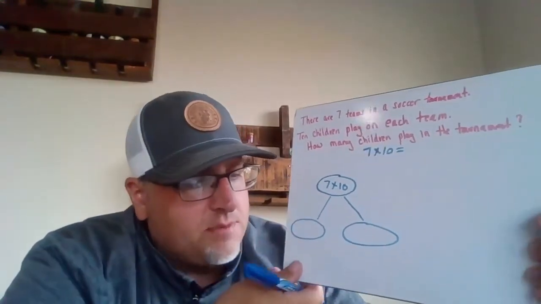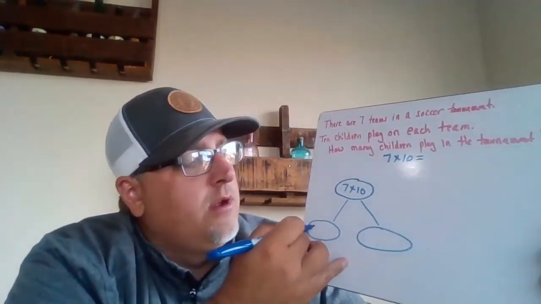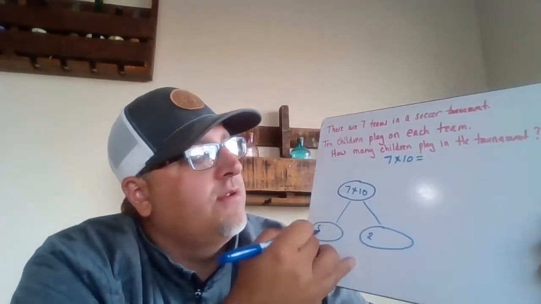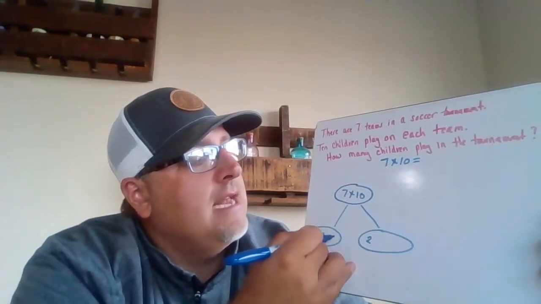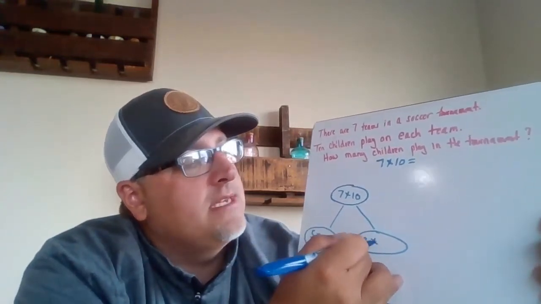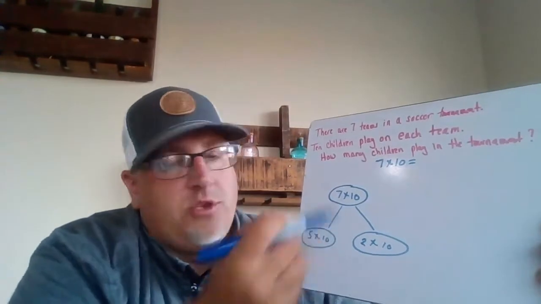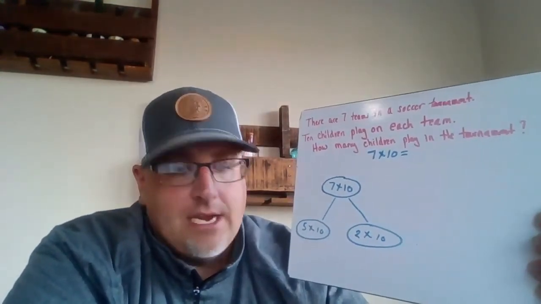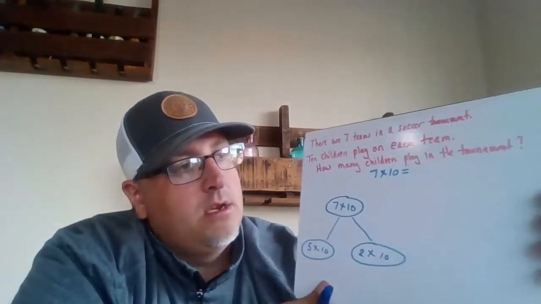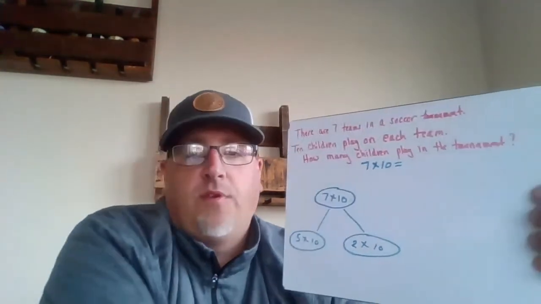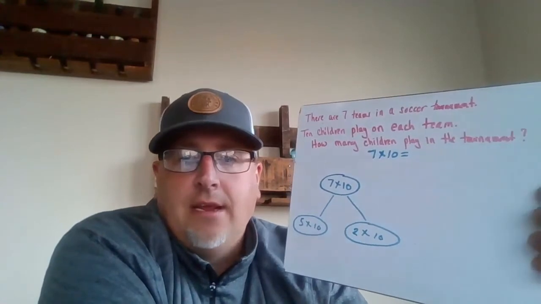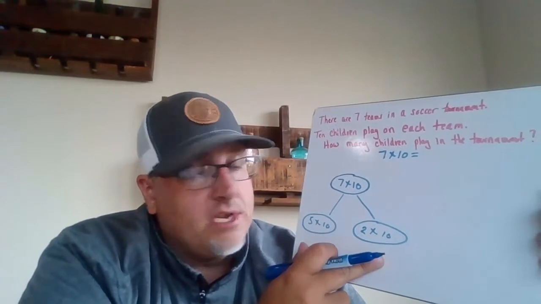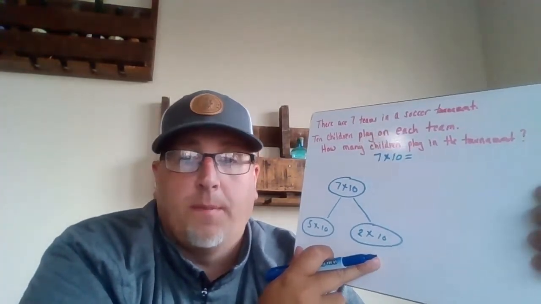For what we're going to do here, let's break that into 5 and 2. So 5 times 10 and 2 times 10. 5 and 2 equals 7. See how I did that? So I got 5 groups of 10 and 2 groups of 10. All right? So there's our problem so far. What we did is we took 7 times 10 and we broke it into 2 pieces. We broke it into 5 times 10. We broke it into 2 times 10 for our number bond.